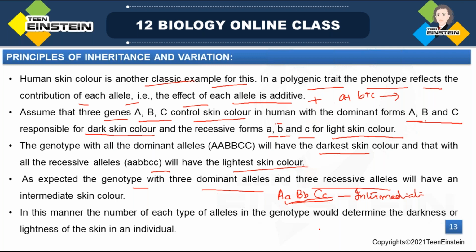Okay, in human beings, skin color is controlled by 3 genes. If the genes are in homozygous dominant condition, that forms the darkest skin color, and when they are in homozygous recessive condition, that forms the lightest skin color. If each gene is in a heterozygous condition, one dominant and one recessive for each, this forms an intermediate skin color. So the number and type of alleles determine the darkness or lightness of an individual's skin color. Got it?